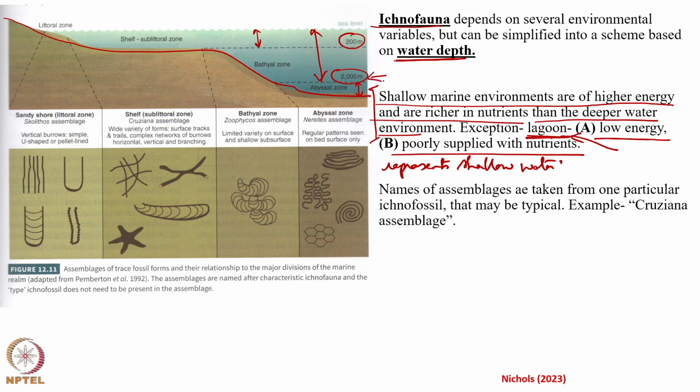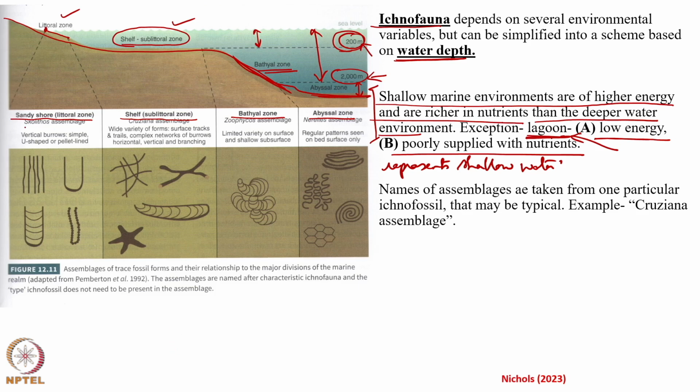Between 2000 meters or 2 kilometers and 200 meters lies the bathyal zone, and shallower than 200 meters is called the shelf or sublittoral zone. The shelf portion in connection with the landmass on the surface is called the littoral zone. Here one can define the sandy shore littoral zone, the shelf sublittoral zone, the bathyal zone and the abyssal zone. The kind of ichnofossils we get are different.